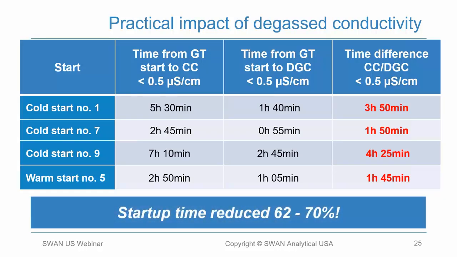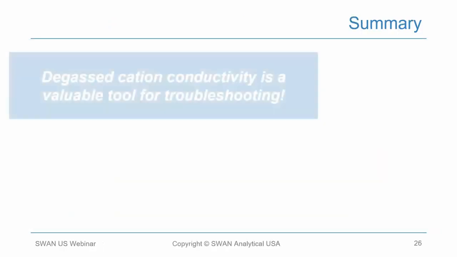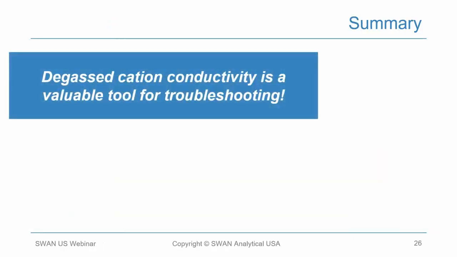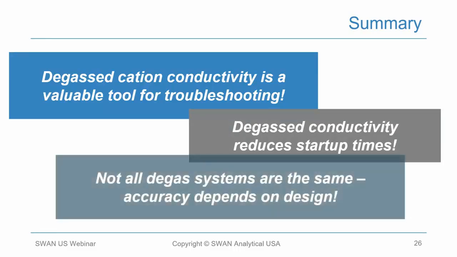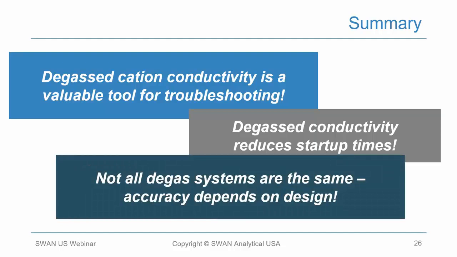So, utilization of degassed cation conductivity can reduce startup times as much as 62 to 70%. So, in summary, degassed cation conductivity is a valuable tool for troubleshooting. Degassed conductivity can reduce your startup time significantly. And not all degas systems are the same accuracy, and that's dependent upon the design.